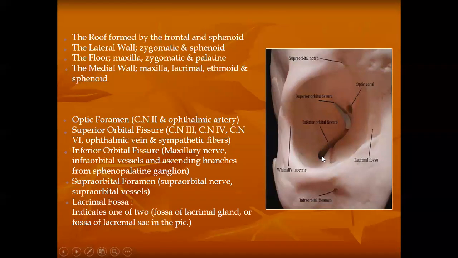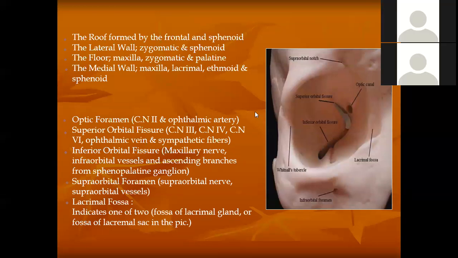There is a superior orbital fissure and then there is an inferior orbital fissure. Then there is the optic foramen. Over here you can see an optic canal from where the optic nerve enters the orbit.